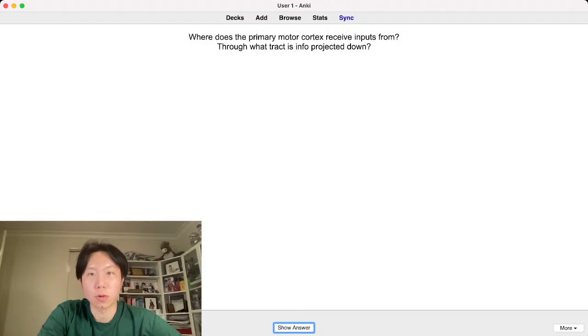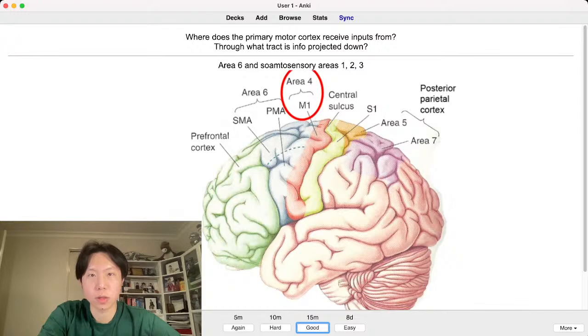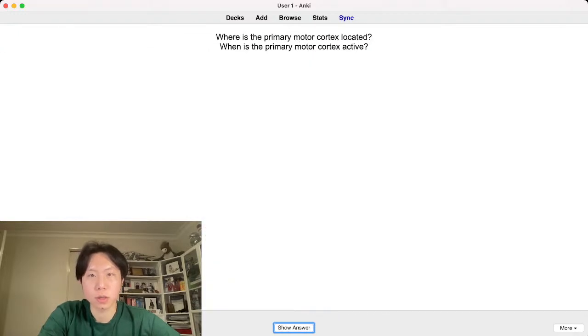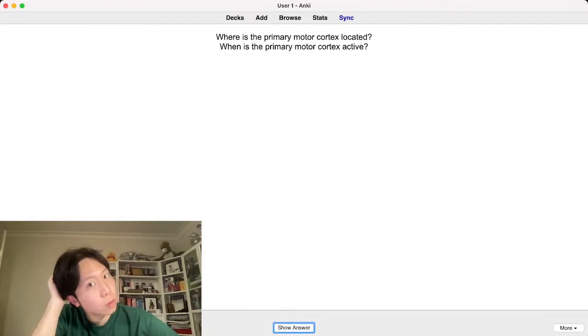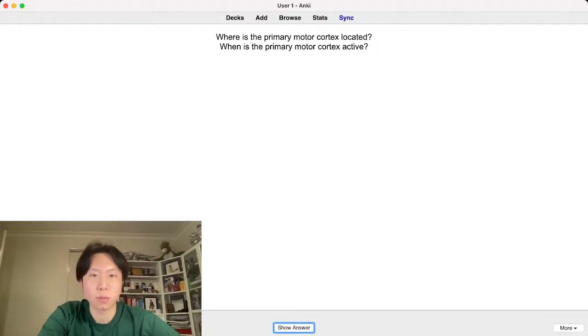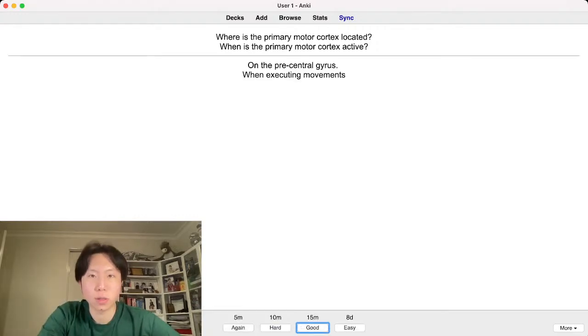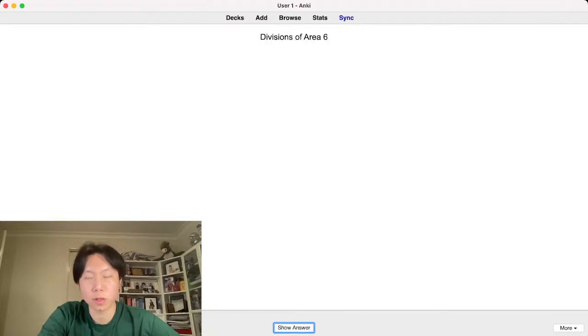What is it? Primary motor cortex, thalamus, and corticospinal. Oh no, area 6 and somatosensory areas 1, 2, 3. It's located below the cerebral cortex and it's active in movement. No, precentral gyrus and movement. Alright, divisions of area 6.